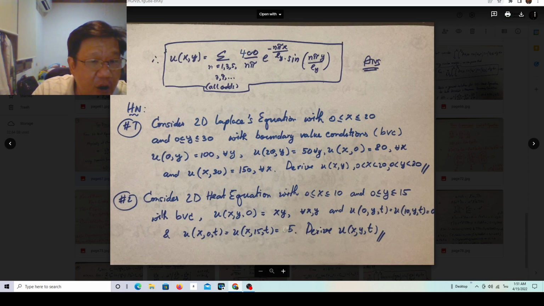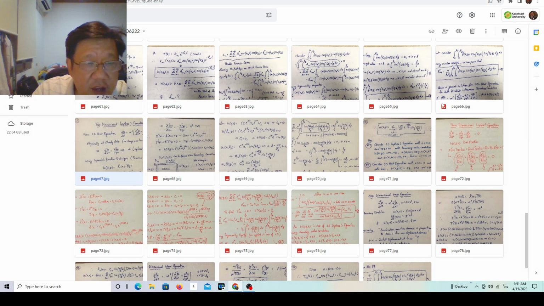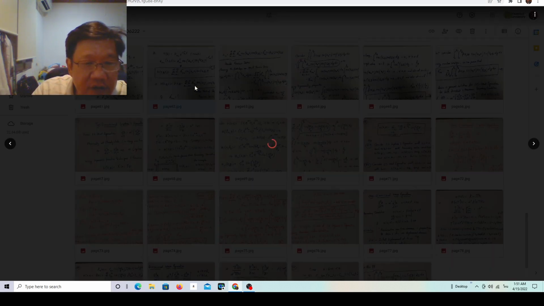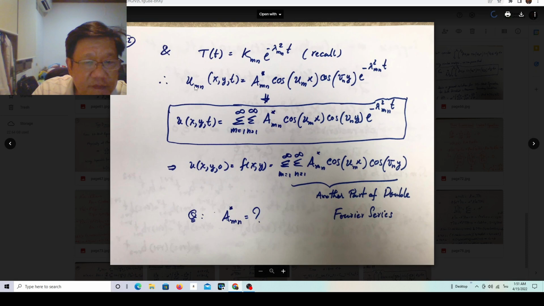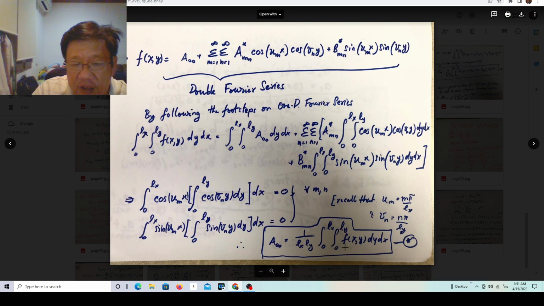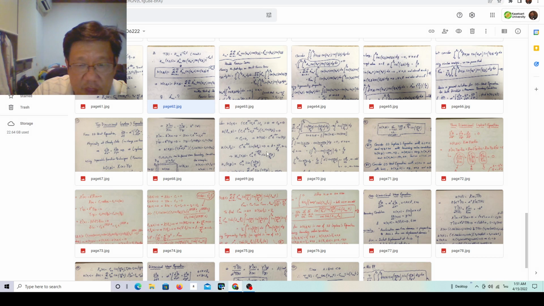Okay, let me recall back to you that we have derived this condition for the two-dimensional case. This one is for the heat equation, and you know the constant value. We showed you that they have some derivation in the form of a double Fourier series down here, if you might recall from the last clip.